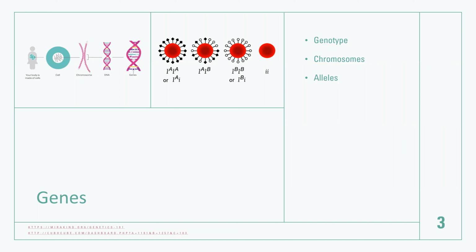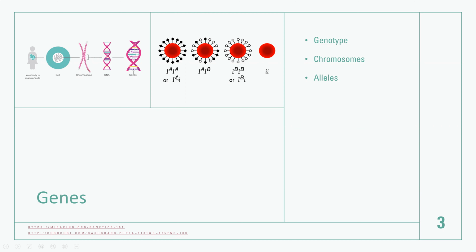So what's a chromosome? A chromosome is basically the box or a package for the genes. And that's how genes are inherited. They're transmitted from parents to children as chromosomes. And you get one from each parent. So together they're called homologous chromosomes.